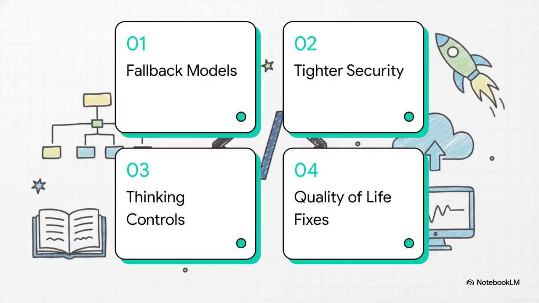Okay, let's dive right into this. Here is our roadmap for today's explainer. 1. Unstoppable workflows and fallback models. 2. Tighter security and permissions. 3. Taking control of thinking. And 4. Crucial quality of life fixes.